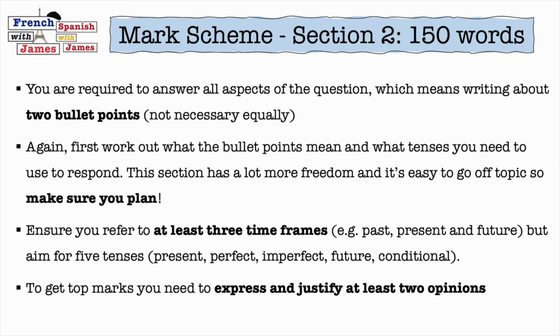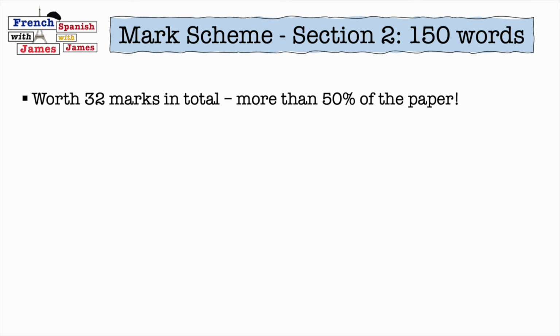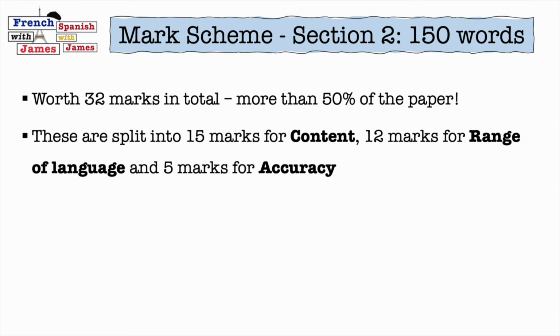To get the top marks, you need to express and justify at least 2 opinions. So that's where it's really good to get into the habit of always justifying your opinions as well as in the 90-word question, because when you do this question, you're already in really good habits and it will be second nature to you to do that. So with this one, we're going to go straight in and have a look at the mark scheme. It's worth 32 marks in total, and that's more than half of this paper. So it's essential that you get this question right, that you give a really, really good response.